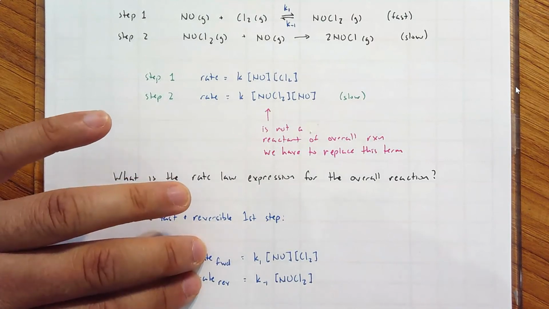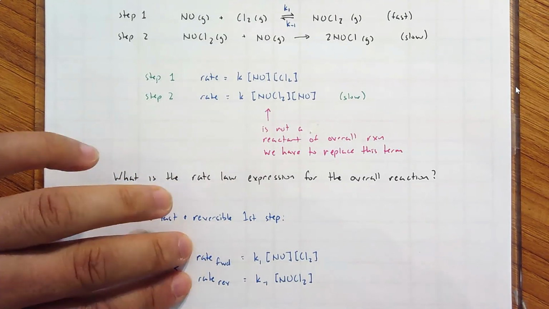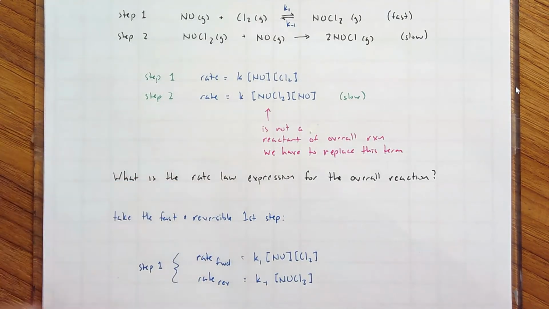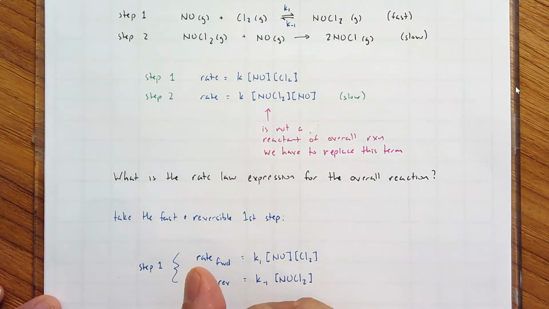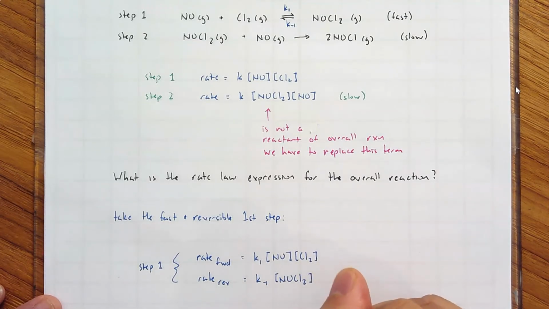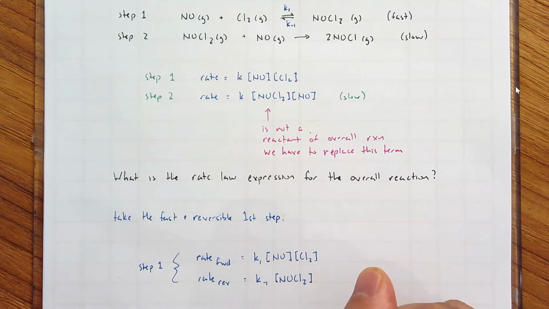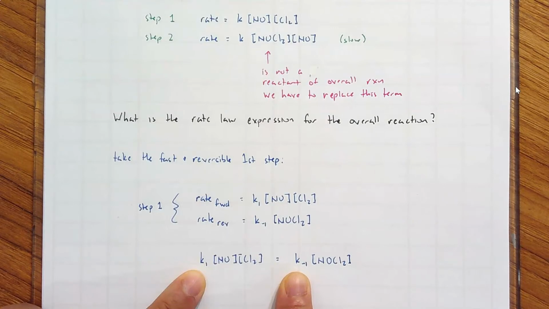So since they're identical to each other, we're going to set them equal to each other. All right. So we have k1 times the concentration of NO times the concentration of Cl2 equals k negative 1. Don't worry about what the k's are. All k's are constant. Now they're not identical, but they're constant.